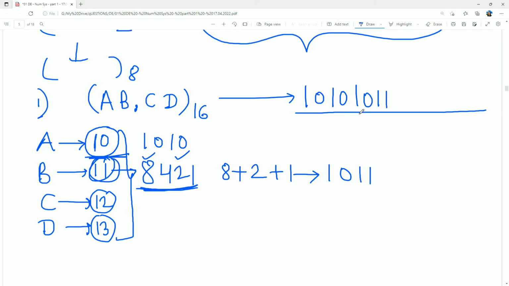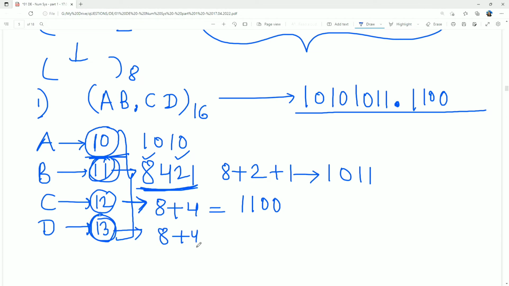After that, for C, I can write C as 12, and I will find 12 with the help of 8421 when I add 8 plus 4 only. So the binary representation will be 1100. And the last one is D, which is 13, and I can find it when I add 8 plus 4 plus 1. So I will get 1101 from here.